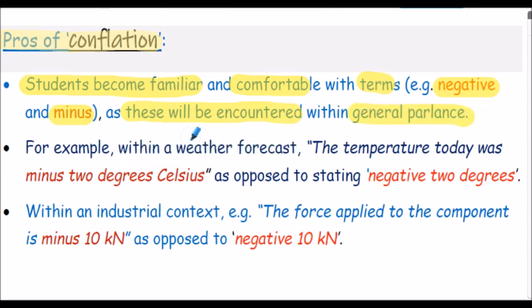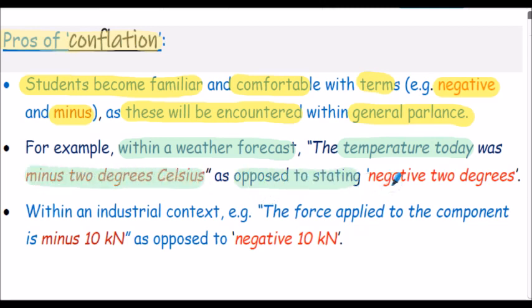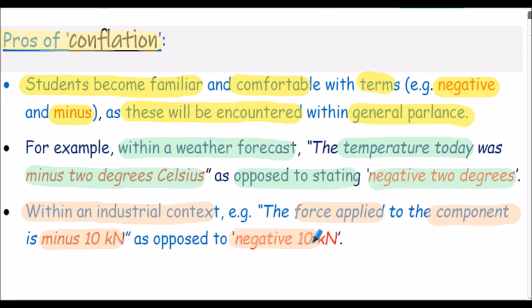A typical example occurs within a weather forecast. Sometimes the weather forecaster will state that the temperature today was minus 2 degrees Celsius, as opposed to stating negative 2 degrees Celsius. Within an industrial context, an engineer might state that the force applied to the component is minus 10 kilonewtons, as opposed to negative 10 kilonewtons.